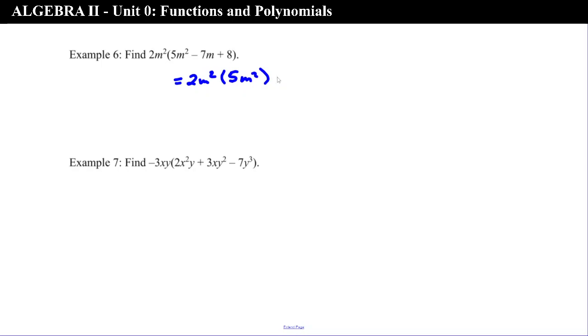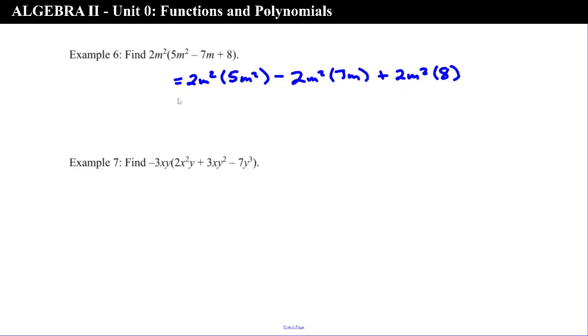Our first operation is subtraction. 2m squared times the second term. The next operation is addition. 2m squared times our last term.